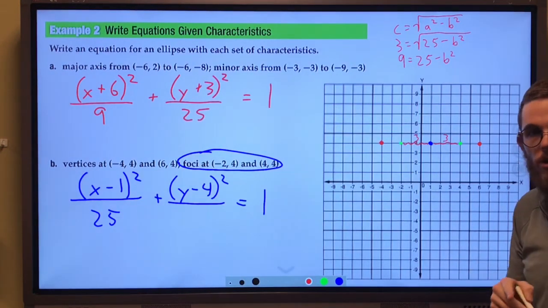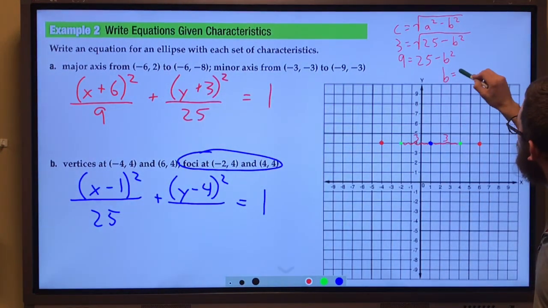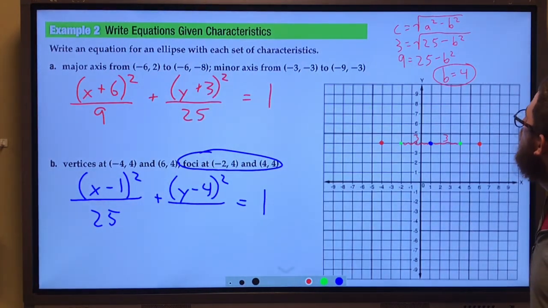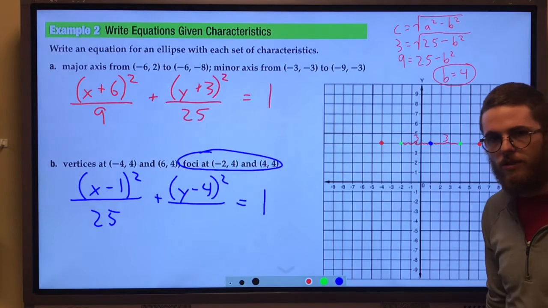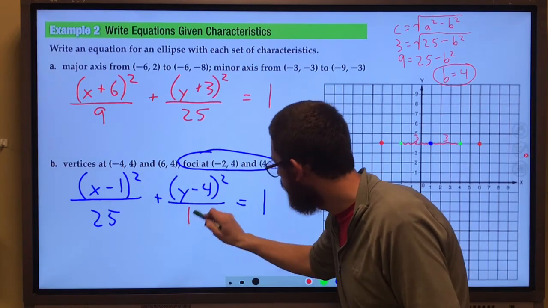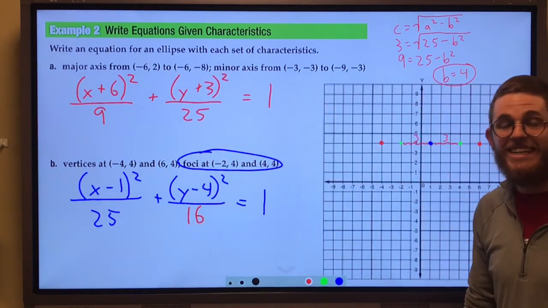If you're a crafty little bugger, you already know b is 4, as you might have noticed that. Yeah, it's just kind of like a 3, 4, 5 right triangle. So that one comes out to be pretty nice. Since b is 4, b squared must be 16.